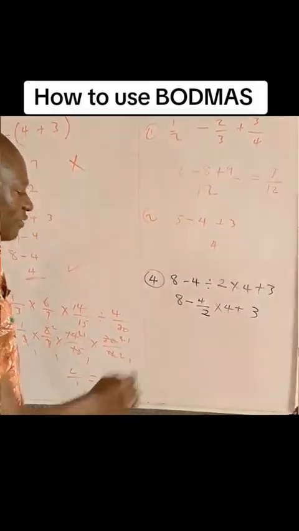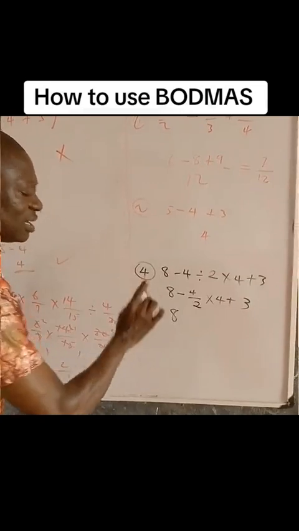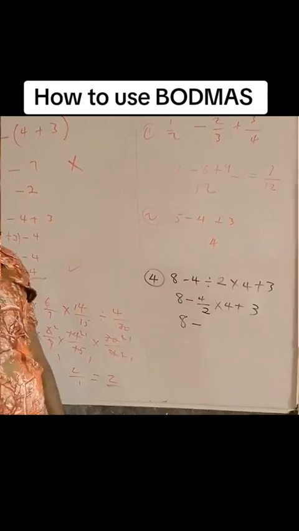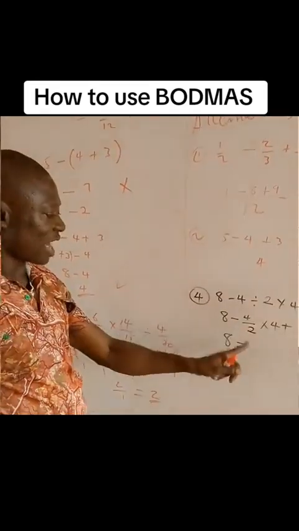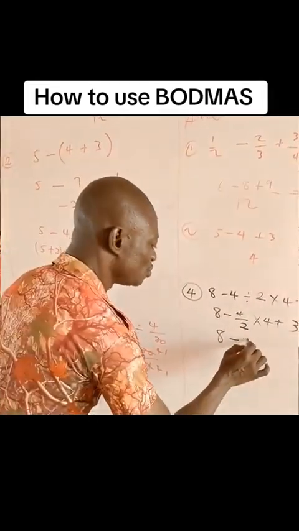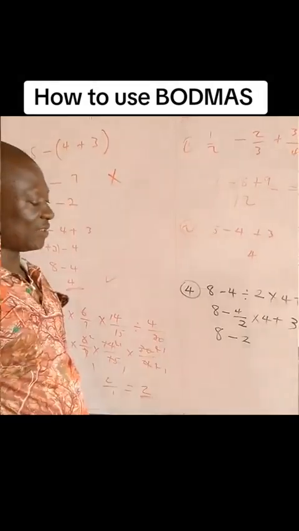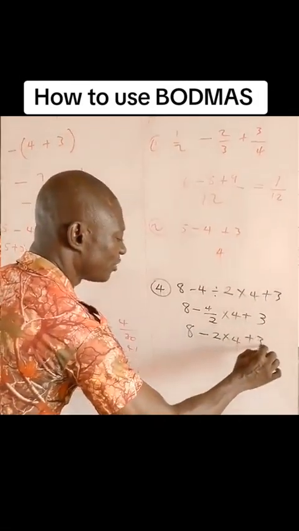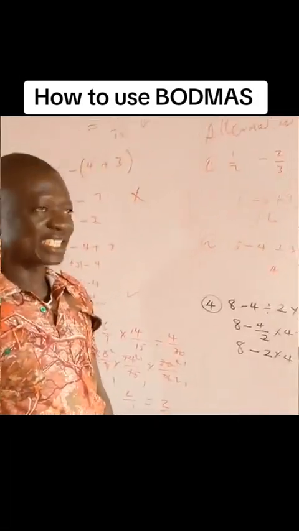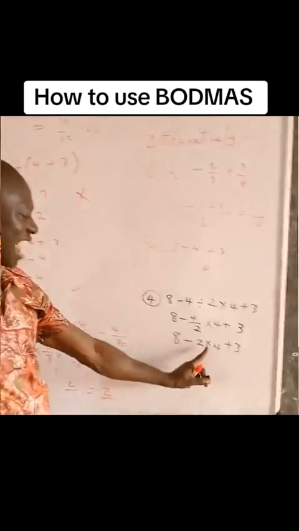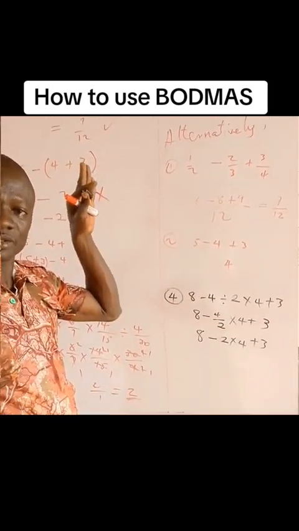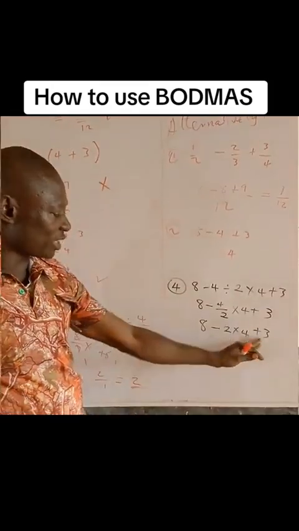Now, what do we have? 8 is still here. The negative sign is still here. What do we have from this fraction? 2, because 4 divided by 2 is 2. We have 2, and the sign is negative. Then times 4, before we have plus 3. What is the next operation here? We still have 3. The division has gone, because we have carried it out.